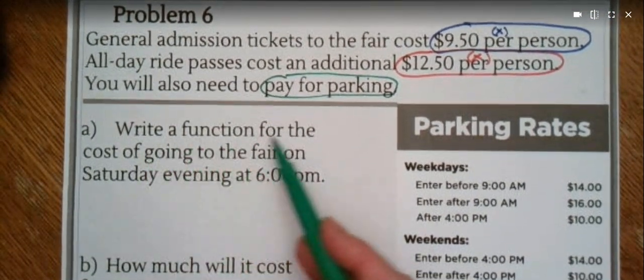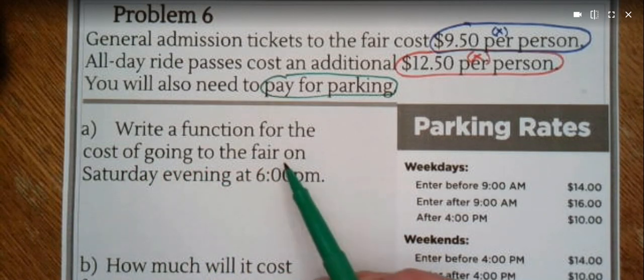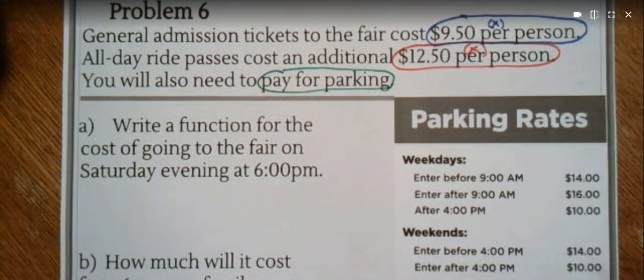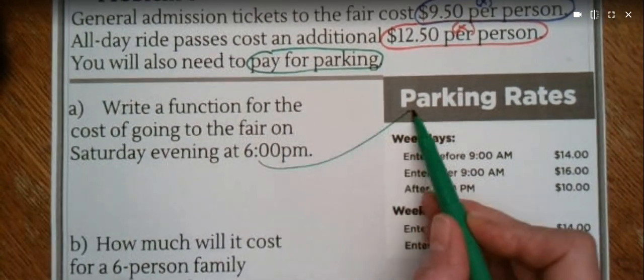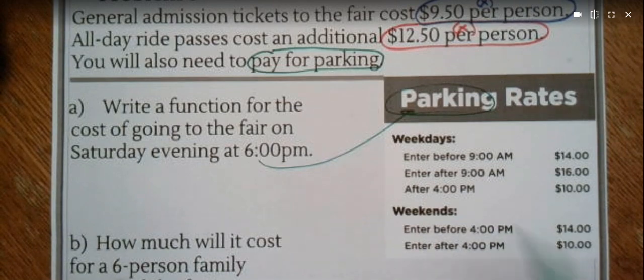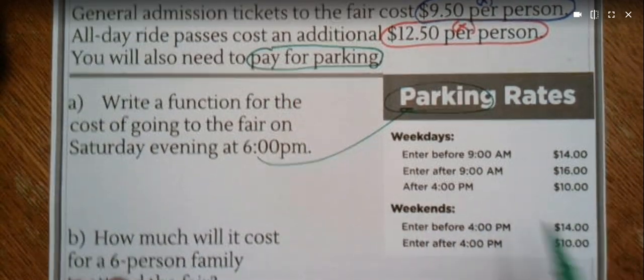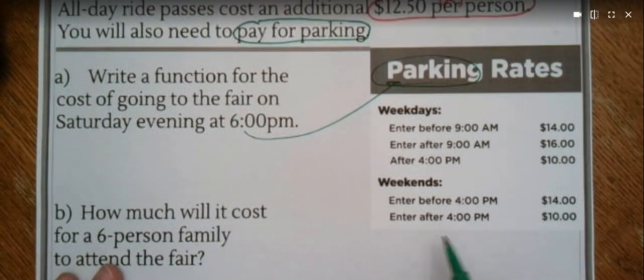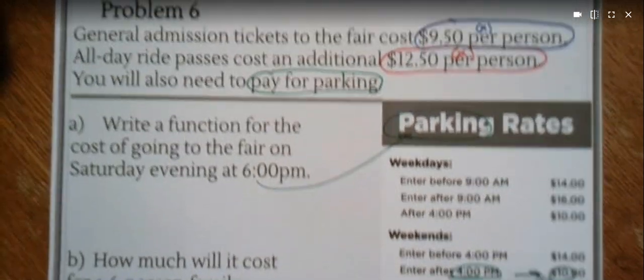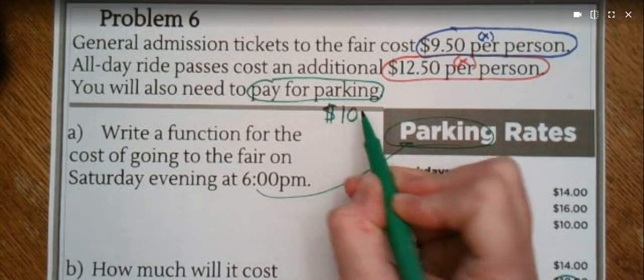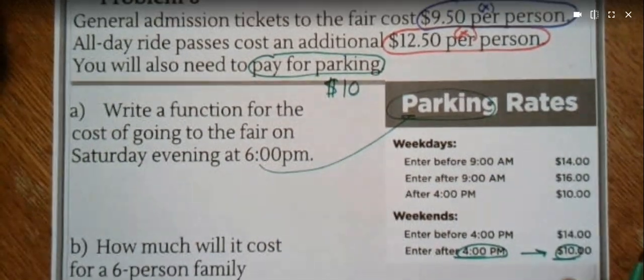So we're asked to write a function for the cost of going to the fair on Saturday evening at 6 p.m. Why would the Saturday evening at 6 p.m. be important? Well, because we're going to have to use this sign to figure out the parking. It didn't tell us how much parking was. So if I go on the weekend after 4, it would cost $10. So my parking is actually a $10 fee. Okay, so that's how I figured that out.